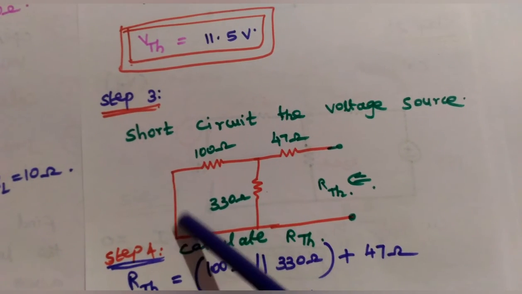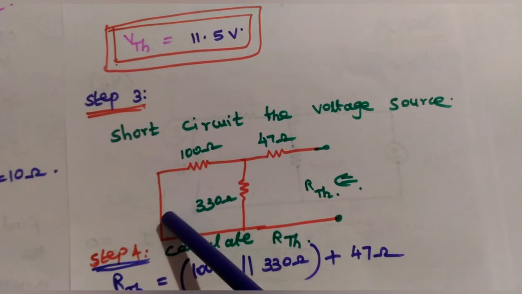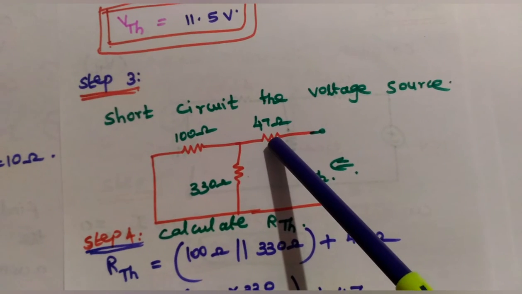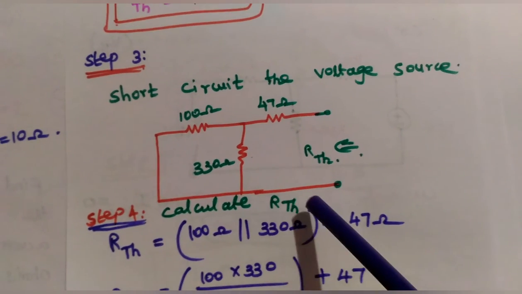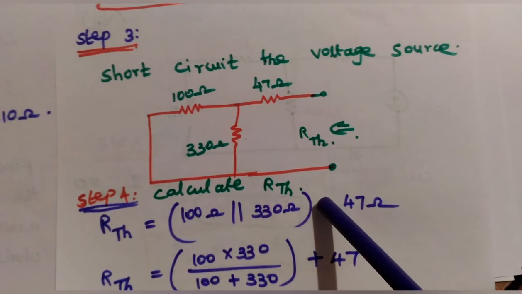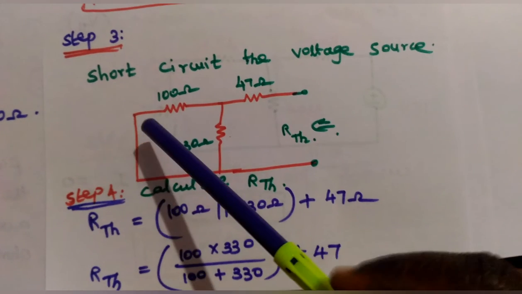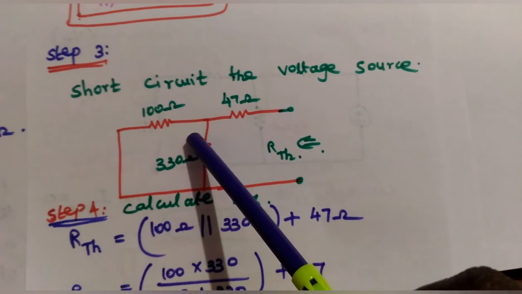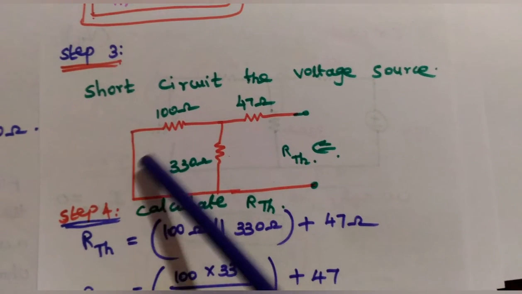The voltage source in that particular circuit is short circuited, and it has the resistances of 100 ohm, 330 ohm, and 47 ohm. Now we want to simplify the network and calculate the equivalent resistance of this network. That equivalent resistance will be RTH. In this network, this 100 ohm and 330 ohm are connected in parallel. Across the open circuit terminal we want to calculate the RTH, so just view the network from this side.